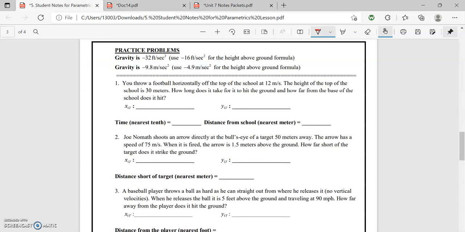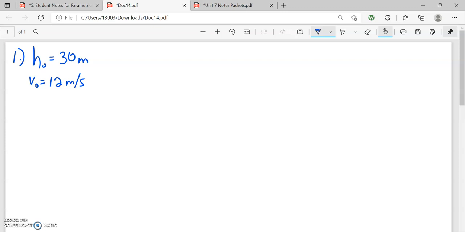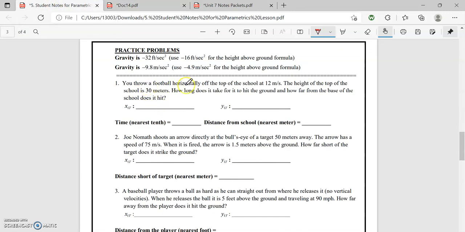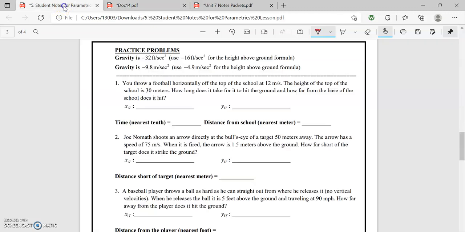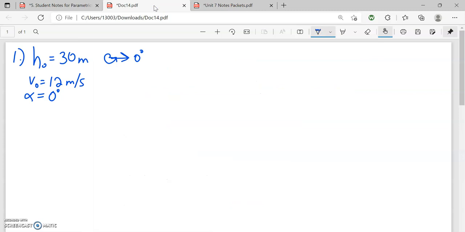Okay, 30 meters high. Now, like the example we did with Wile E. Coyote, it doesn't say he launches it at this angle, but what it does say is that you throw the football horizontally. When it says horizontally, it means that you are launching it straight horizontal, in terms of angles, that is 0 degrees. So I write that down, and I say that the launch angle is 0 degrees. Okay, we have what we need. Now we just need to plug and chug.